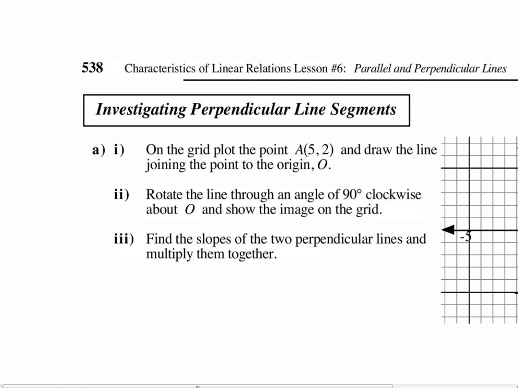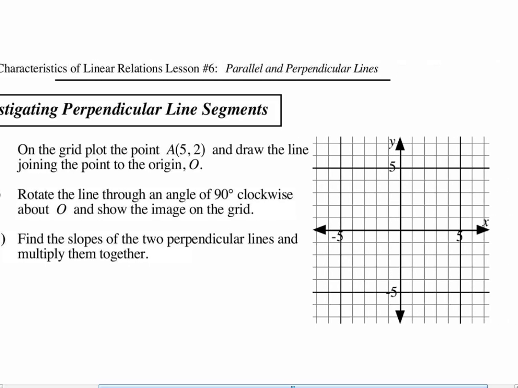Okay, so they want us to do some rotating. I don't like this. We'll give it a shot. On the grid, plot the point 5, 2. Okay, so we can do that. X is 5, y is 2. Right there. That will be point A.